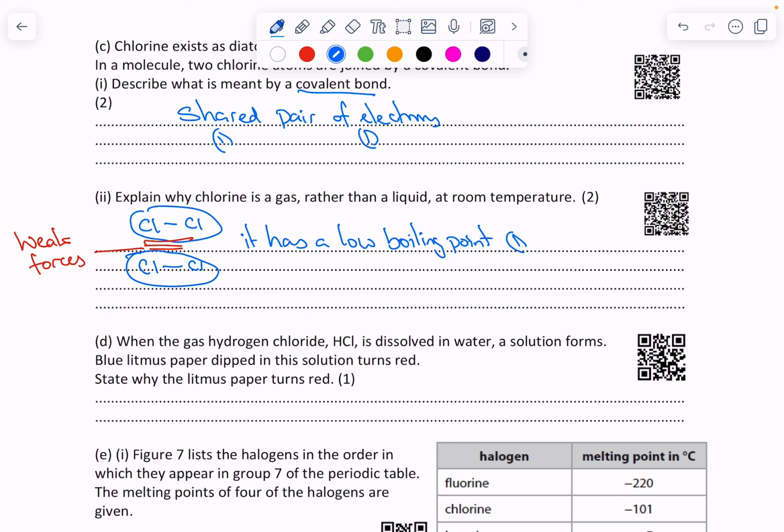I think that's going to get you a mark, and that is because it has weak forces between the molecules which do not need a lot of energy to break, and that's going to get you definitely the marks.